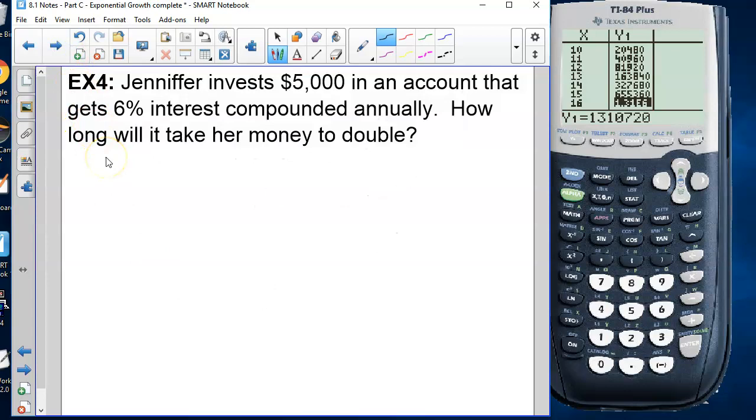All right, here's our next one. Jennifer invests $5,000 in an account that gets 6% interest compounded annually. How long will it take her money to double? Okay? So, we can write the equation for this one. This one, we know how to write the equation for. So, Ian, tell me how to write this equation.